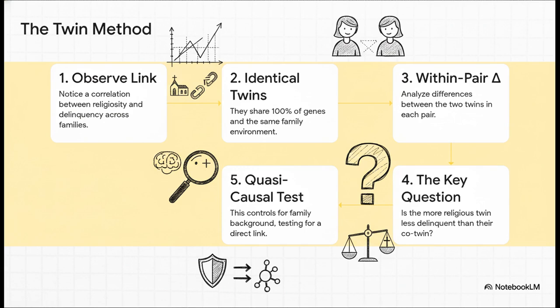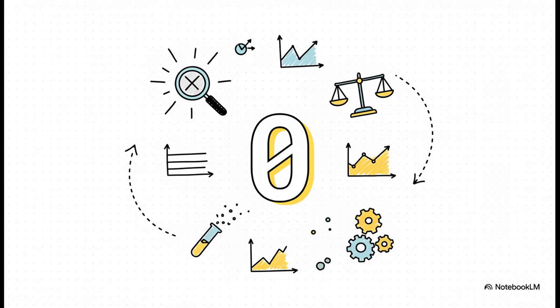Think about it. They share 100% of their genes and grew up in the exact same family environment. So now you can ask a much, much sharper question. If one identical twin is a little more religious than the other, is that twin also less delinquent? You're essentially holding the entire family background perfectly still. So when the researchers actually did this, when they ran this analysis on the national data, what did they find? A big, fat zero. Nothing.